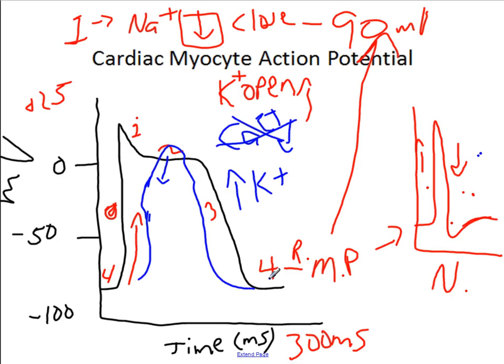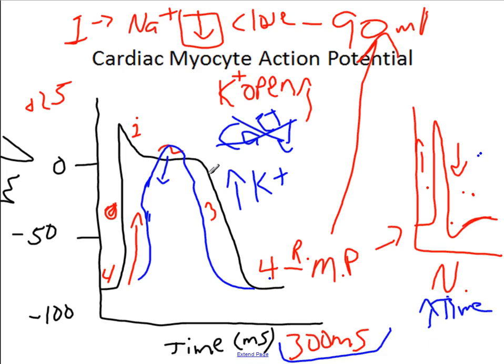And now the big difference here is this plateau phase. This extends the action potential out a lot longer. Instead of being 3 milliseconds, about 300 milliseconds. All right. Now, this is important because the slower that these muscles contract, the more time there is for filling. The more time. This is especially important with the ventricles.